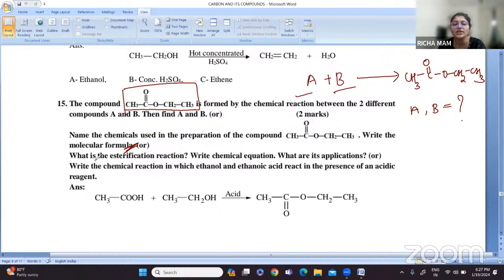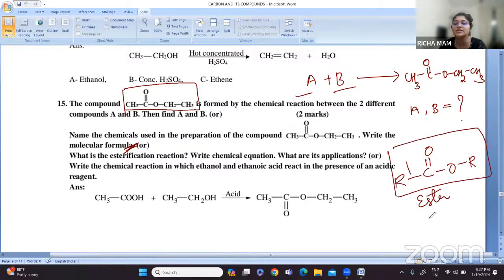Next question: what is esterification reaction? Write a chemical equation and what are its applications. Now, whenever you have C double bond O, this is an ester formation. This type of compound which is formed is an ester compound. It is called an ester. Okay. Fine.